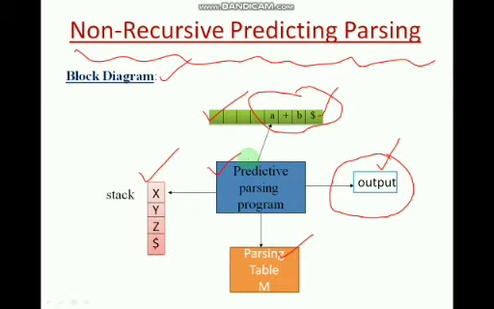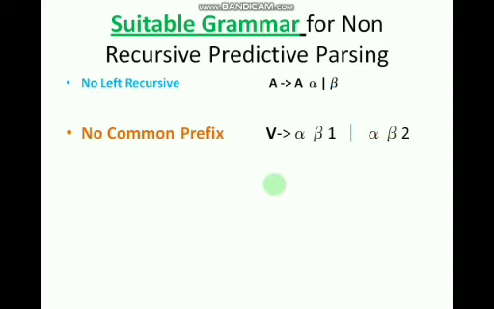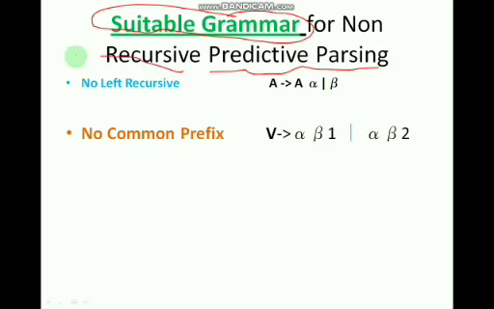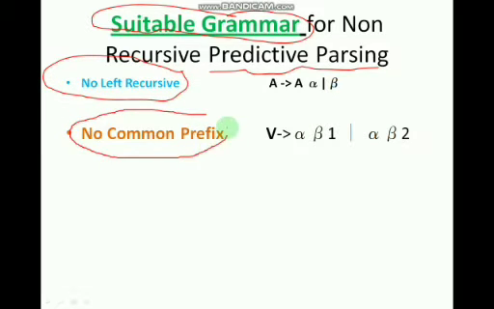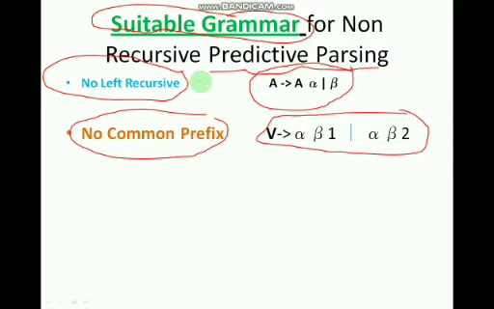Now see what is a suitable grammar for non-recursive predictive parsing. In order to design a non-recursive predictive parser, your grammar shouldn't be left recursive. That is the first point. Second, it does not contain a common prefix of this form. If your grammar contains production rules of this form or this form, if it contains left recursion, you need to eliminate it. If it contains a common prefix, you need to eliminate it using left factoring.